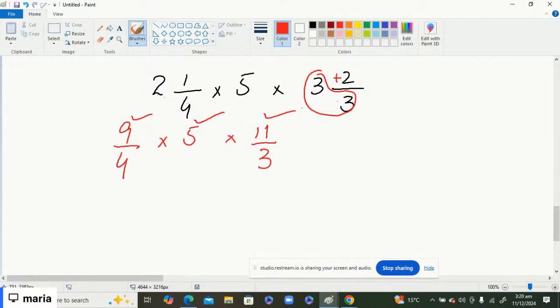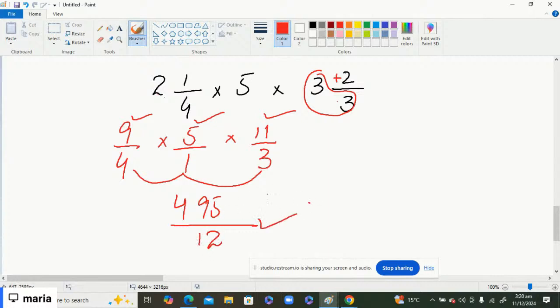So when we multiply 9 times 5 times 11, what's the answer? The answer we get is 495. Here it's nothing, which means it's 1. So 4 times 1 times 3, 4 times 1 is 4, 4 times 3 is 12.